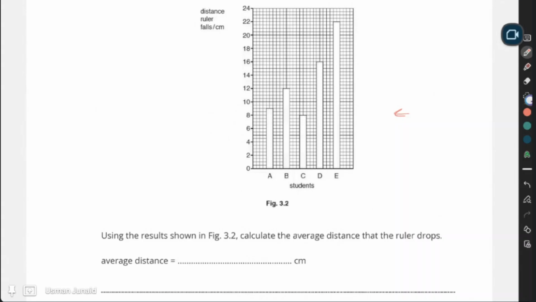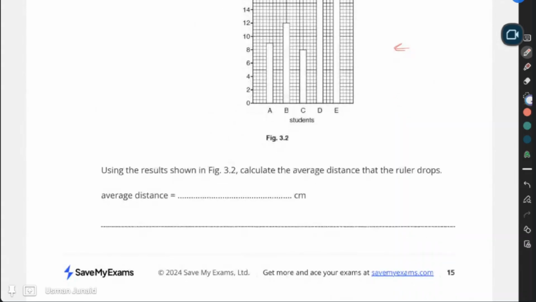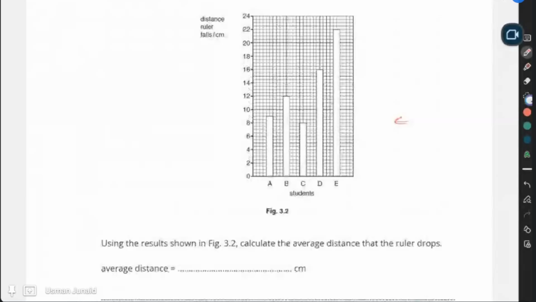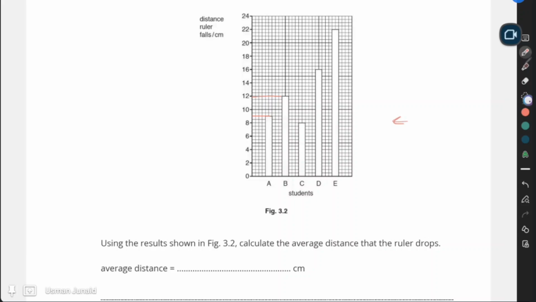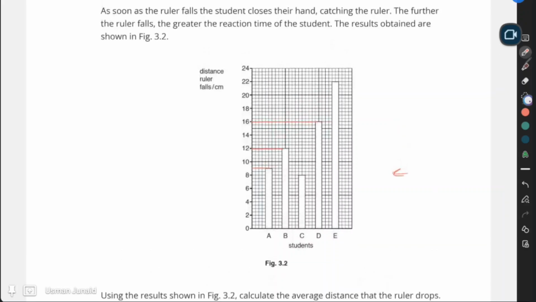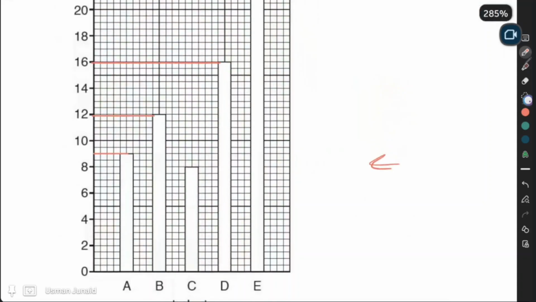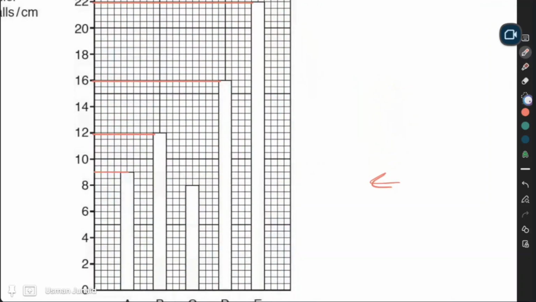Using the results shown in the figure, calculate the average distance the ruler drops. So, what is this distance? What is this distance? And what is this distance? First, let me know the values. And this one, the lowest one.